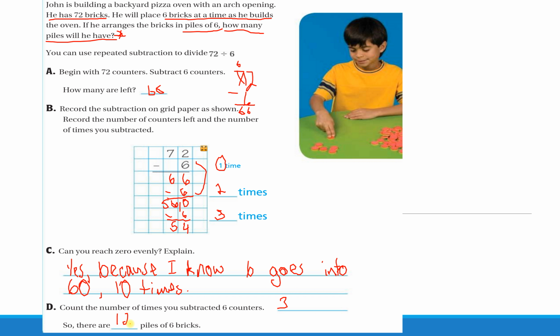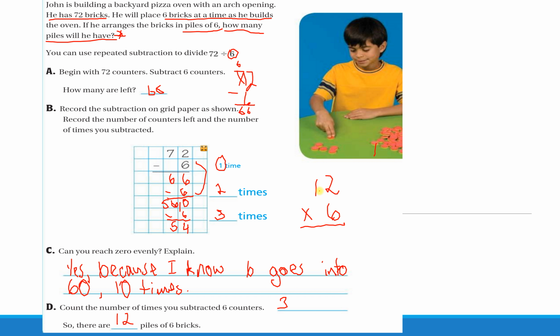Now again, what strategy can we use to check our answer? The quotient that we find is the most important part. Okay, the quotient is the most important. So I take my answer, my quotient, 12, and I multiply it times my divisor, which remember in the beginning of the problem was 6.